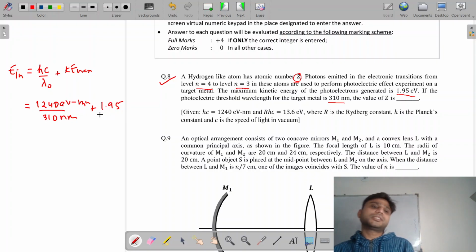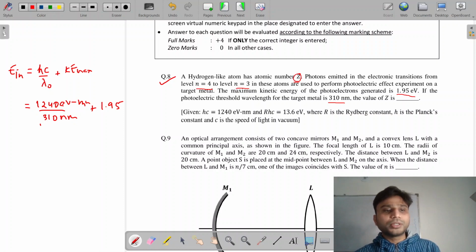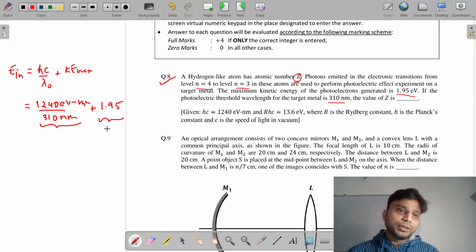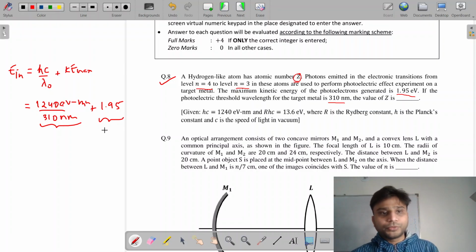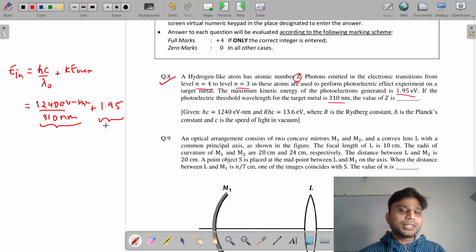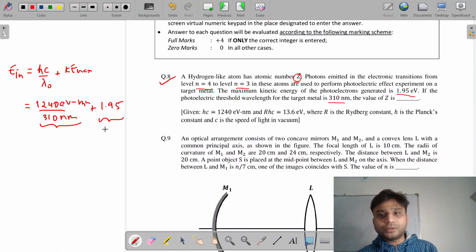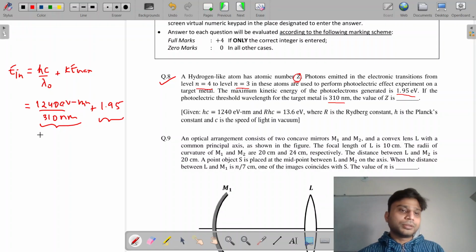Basically, the incident photons have to overcome this threshold energy, which is the work function, and provide the remaining energy to the emitted photoelectron. This helps us prove that light also has a particle nature. So 1240 upon 310 is basically 4, so the incident energy is 5.95 eV.